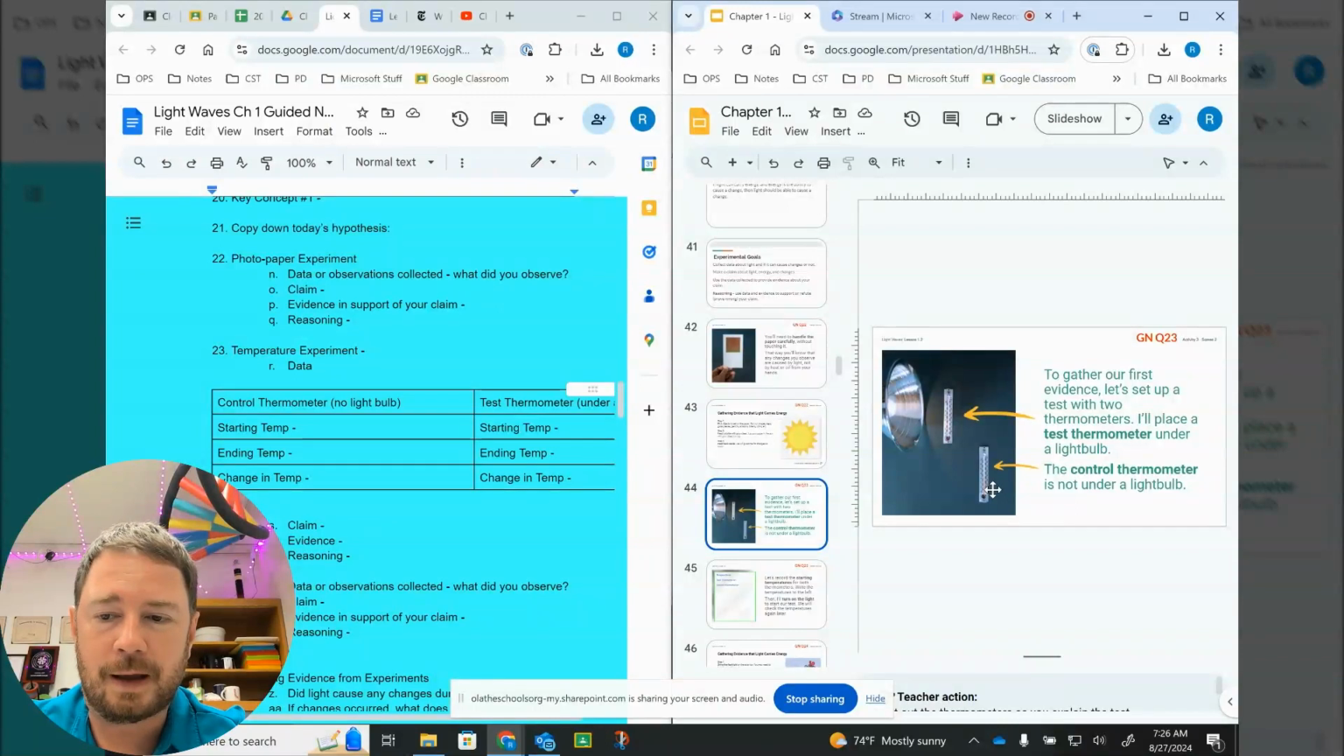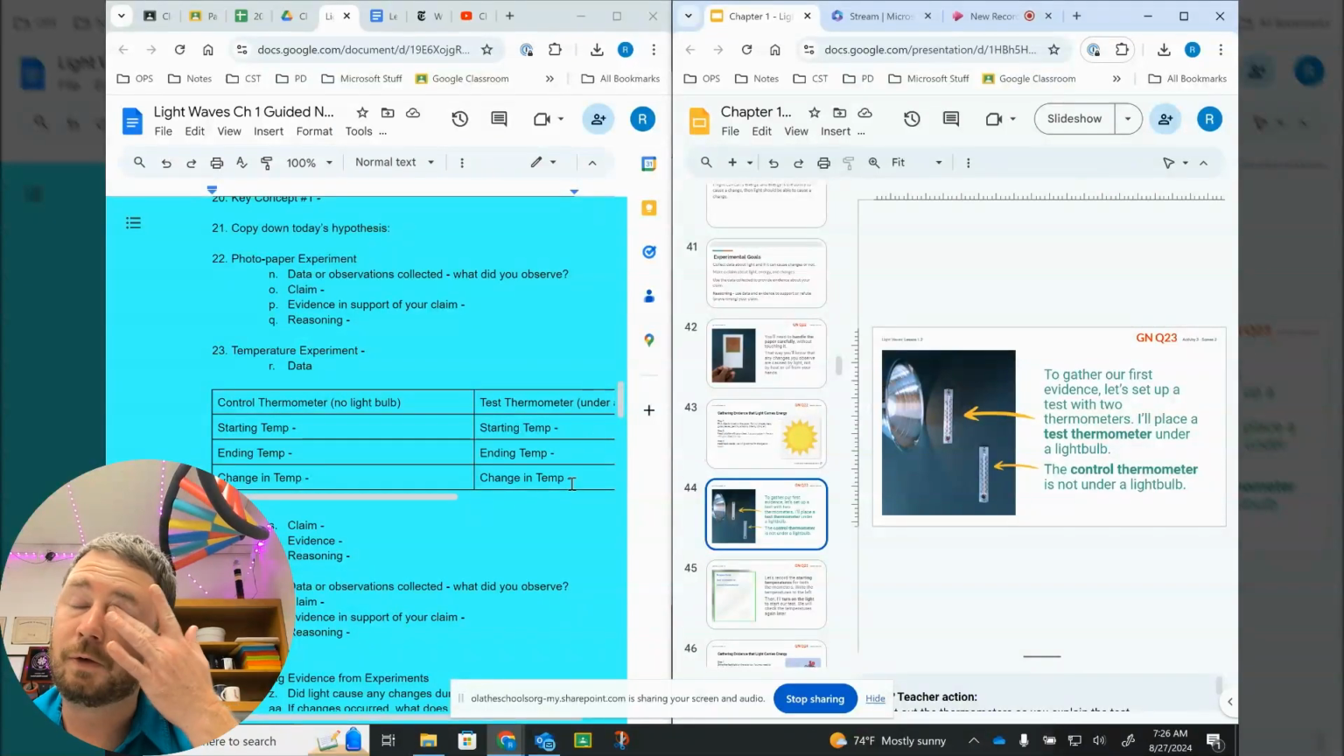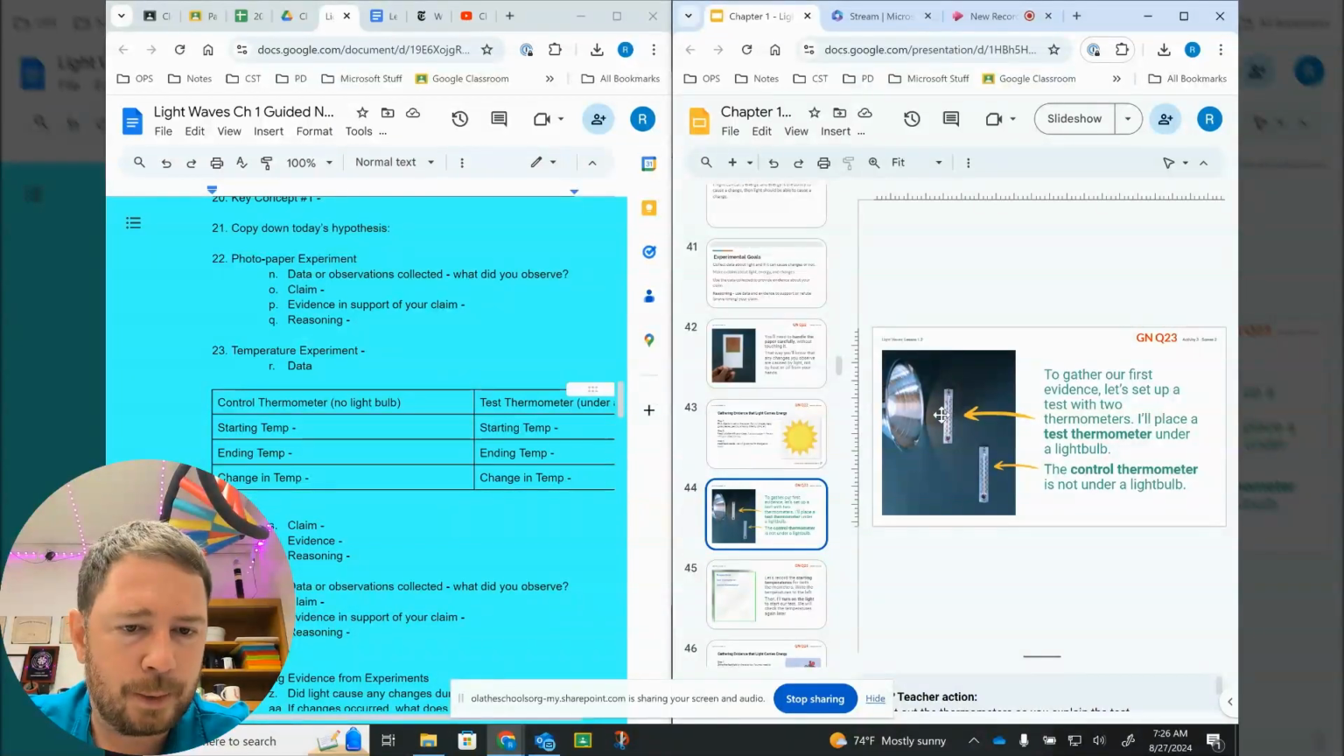So we're going to be looking at the starting temperature and the ending temperature of both of these thermometers, and we're going to then use it to calculate the change in temperature. If the temperature changes under the light bulb and it doesn't in the control one, that tells us that the light is causing the change and that light carries energy. So go ahead and pause and set this experiment up with the thermometers under the light and off to the side. Make sure you remember to take the starting temperature of both.